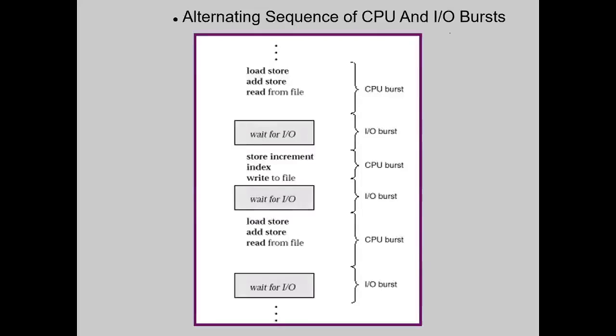The alternate sequence of CPU and IO bursts is represented in a diagram. See load, store, then the CPU burst, the process using more CPU, then wait for input output burst, then again CPU burst, again input output. In this way the process will be loaded and stored, and this is how CPU burst and input output burst processes are used for execution.